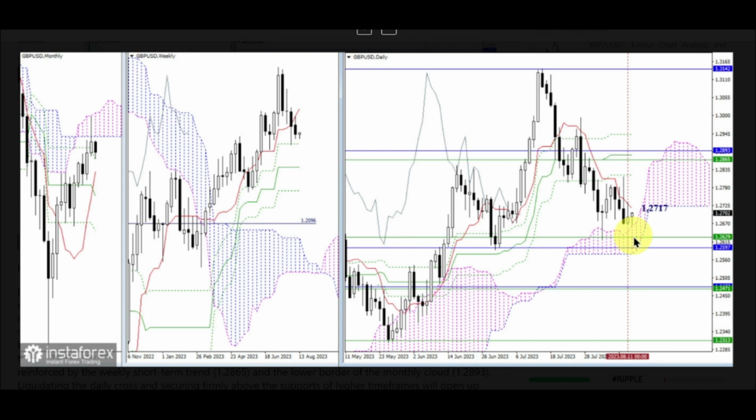For the bullish scenario to unfold, the bulls need to establish themselves above the daily short-term trend, the red line on graphic, 1.2717, and continue rising towards other resistance of the daily Ichimoku cross, 1.2819, 1.2881, and 1.2942, which are currently reinforced by the weekly short-term trend 1.2865, and the lower border of the monthly cloud, 1.2893.